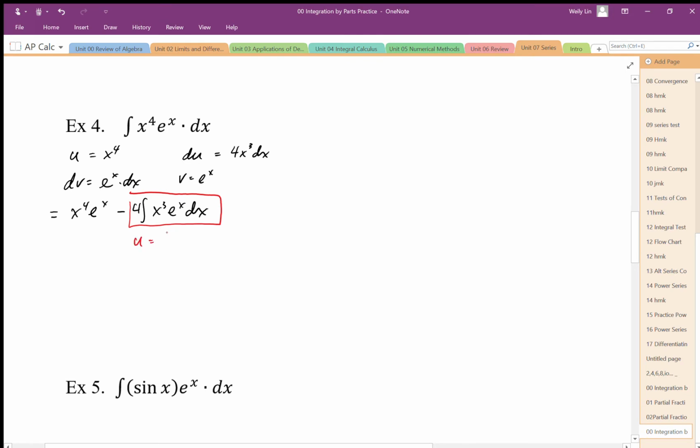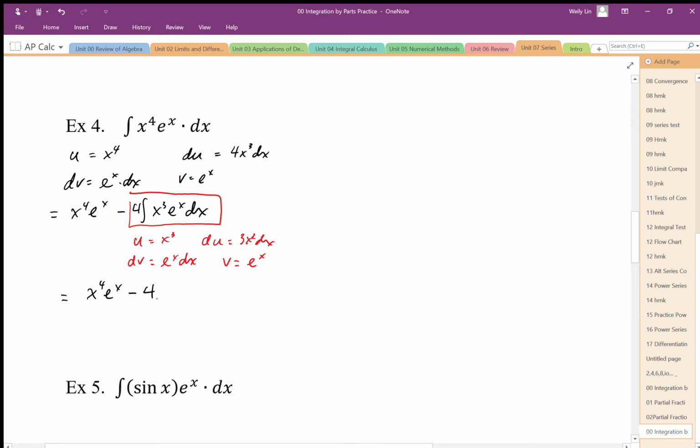So u this time is going to be x cubed. My du is going to be 3x squared dx. My dv is going to be e to the x, and so my v equals e to the x again. The e part is kind of nice because it just works out nicely every time, and this is my new integral. So this part has been worked on already, so we're just going to leave it, minus 4, and then the rest of this will be my new integral.